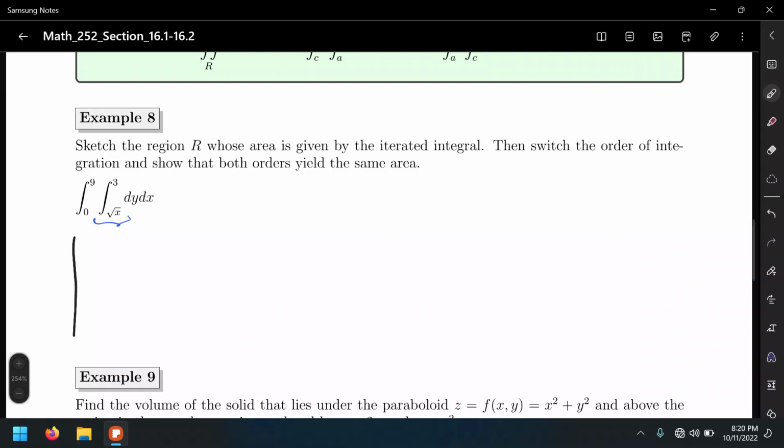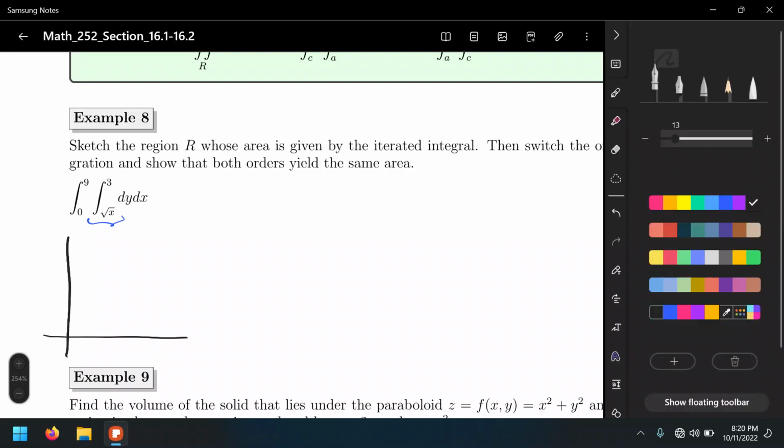From the top we're going to have y equals 3. 1, 2, 3. And from the bottom it's going to be the graph of square root of x. And the limits in the x direction are from 0 to 9, which makes sense because the square root of 9 equals 3, and that's where the two graphs intersect.